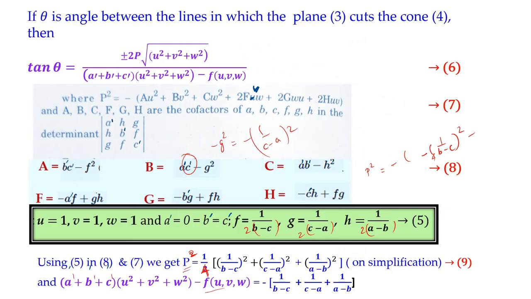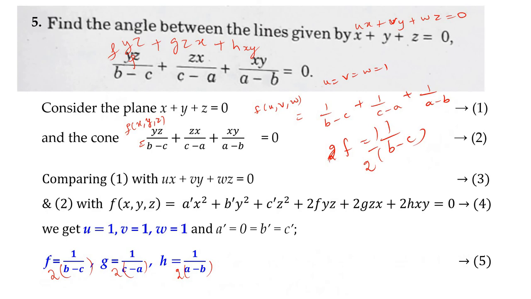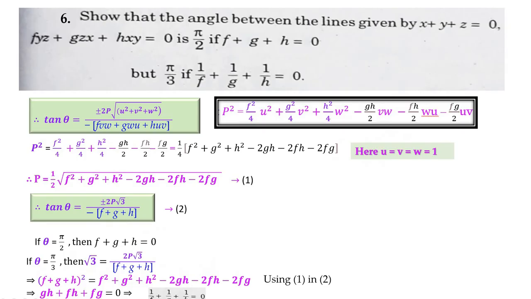Now this is the case when you have FGH to be 1 by B minus C, 1 by C minus A, 1 by A minus B. Now show that the angle between the lines given by x plus y plus z equal to 0, and this one is equal to 0 is pi by 2 if f plus g plus h is equal to 0, and pi by 3 if this is true. So we do this with the help of the fourth problem.